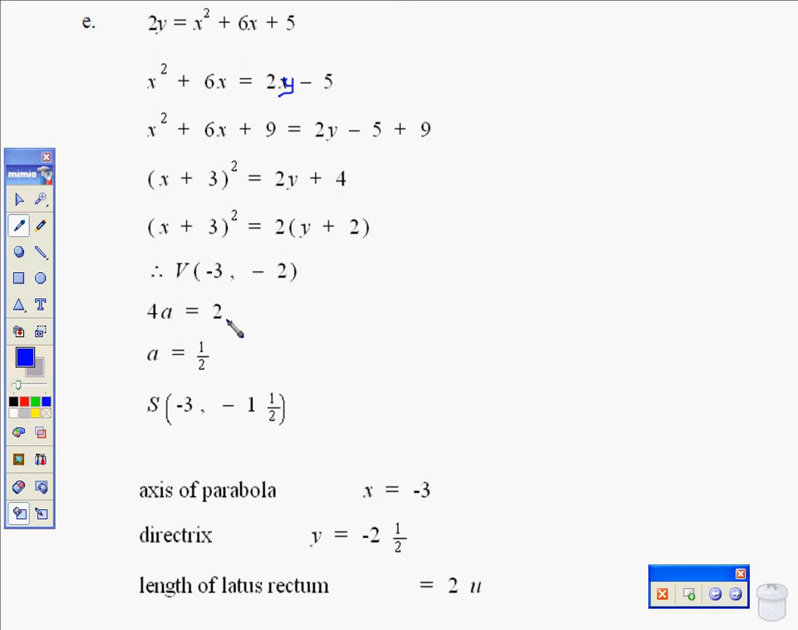Our 4a is now equal to 2, which means our focal length is a half in this case. Concave up, so it goes up half a unit from the vertex for the focus. So it goes to minus 1.5. Minus 3 stays the same, so the axis of the parabola is x equals minus 3. The directrix is half a unit down from minus 2. This gives us y is equal to minus 2.5. 4 times a is our length of our latus rectum.